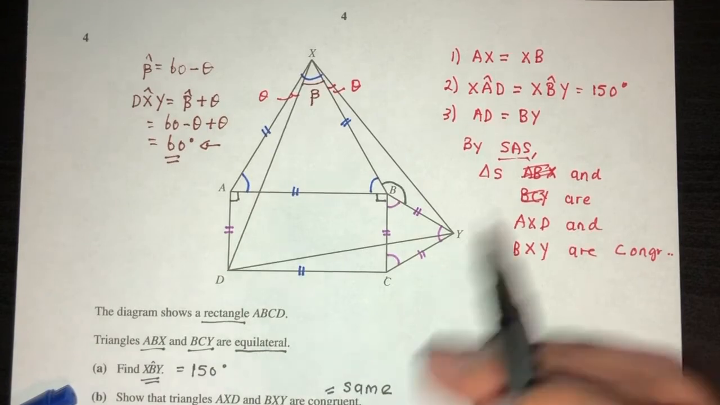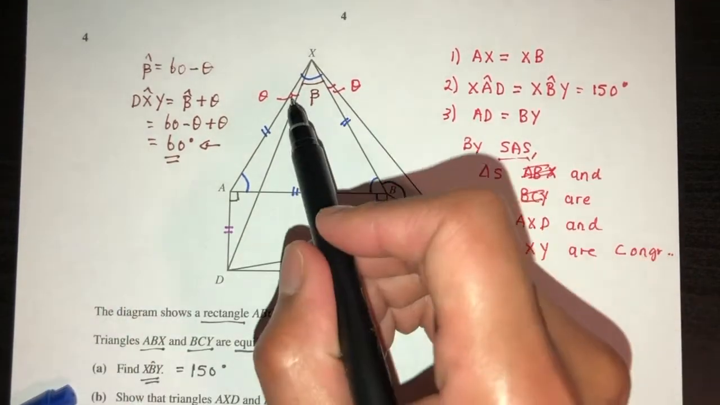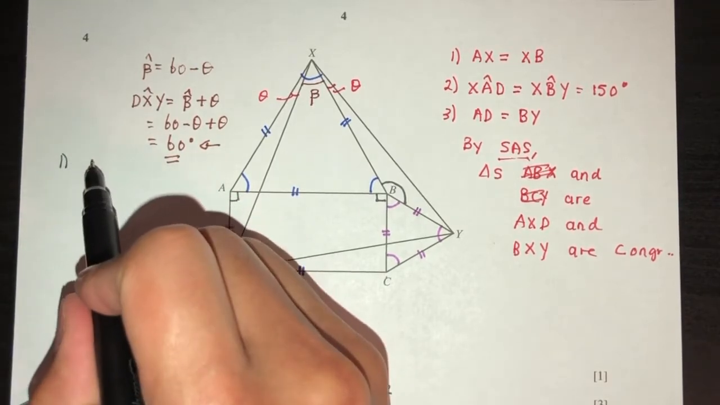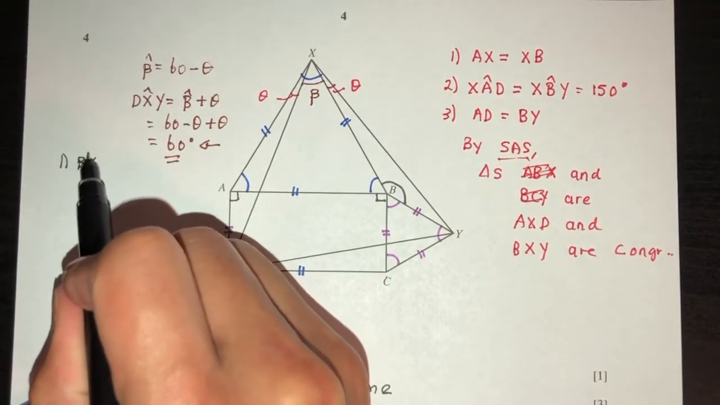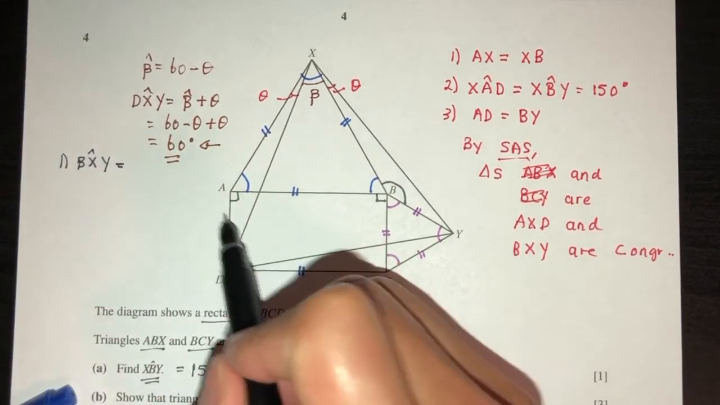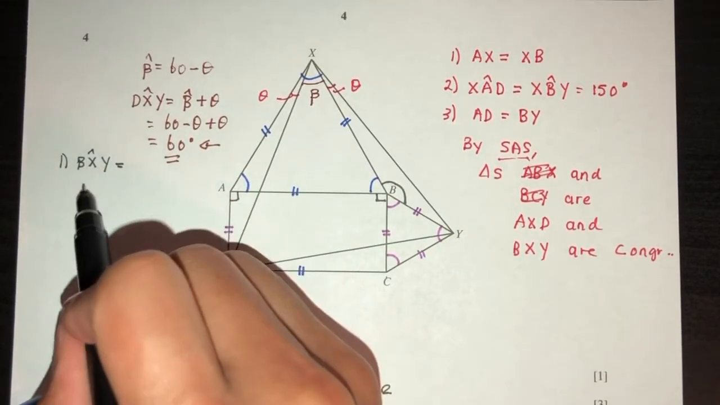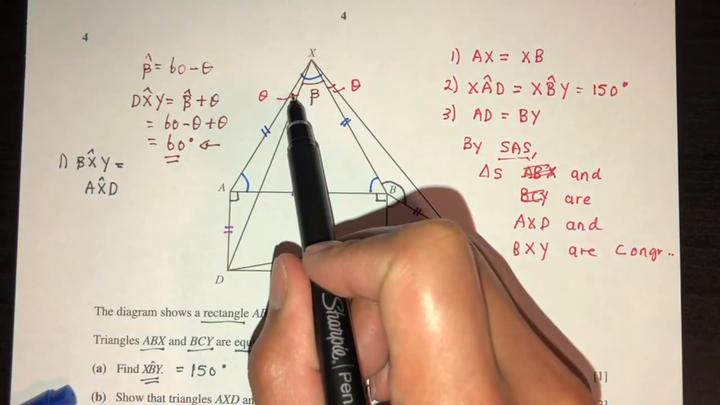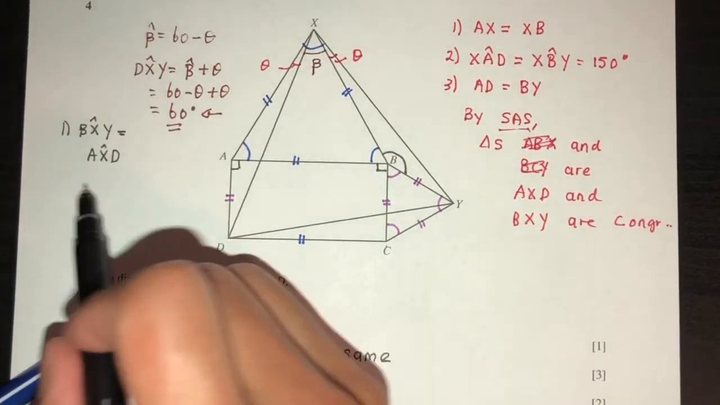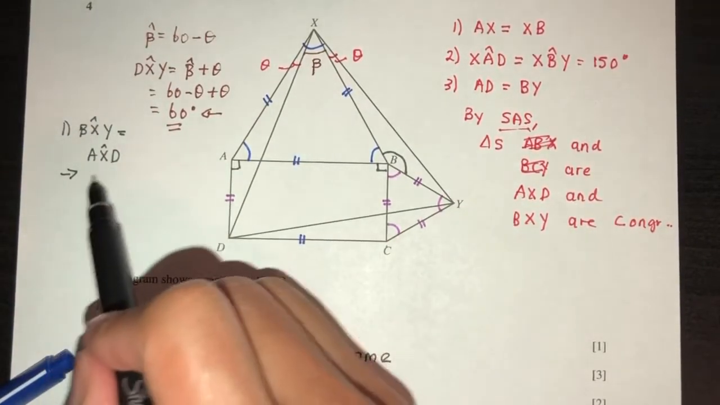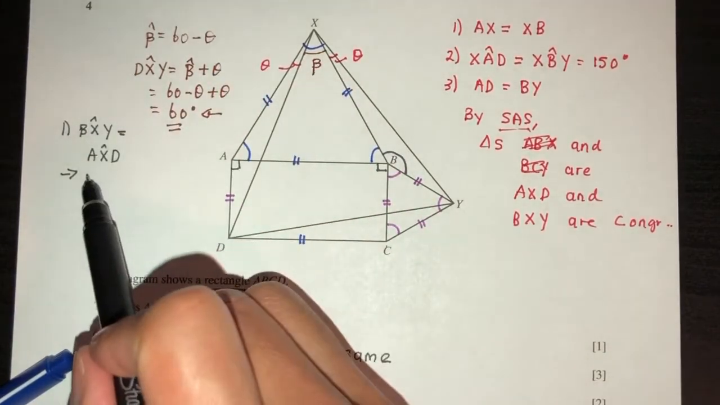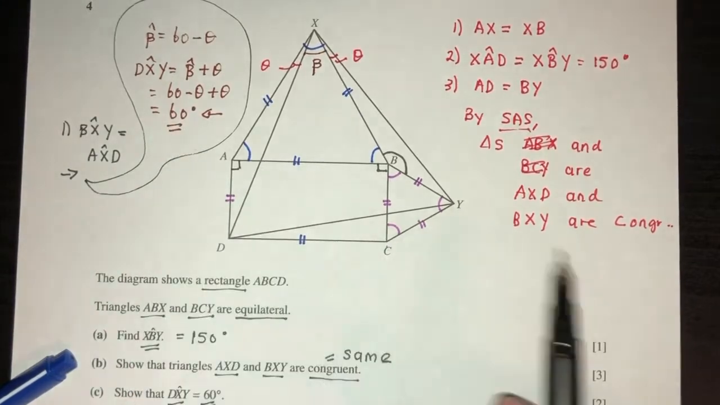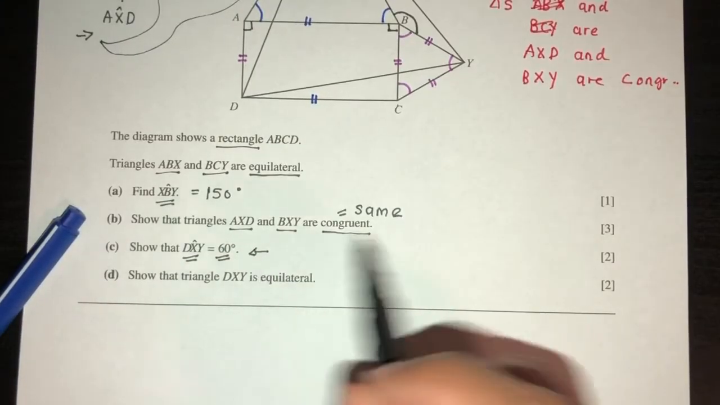So let's write this down in terms of angles. First, we prove that these two are the same. So you write down, first point is BXY is equal to AXD. So that's why these two angles are the same. That's the first thing we need to write. And then from this, we can show this calculation. By showing this calculation, you have this value as 60. So that will be shown as required.